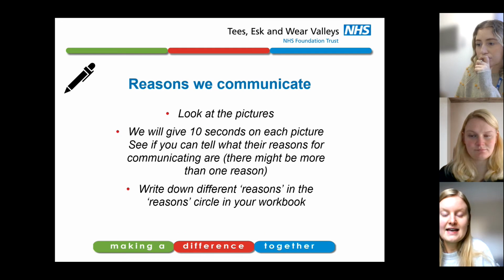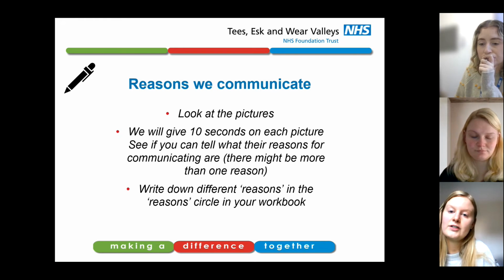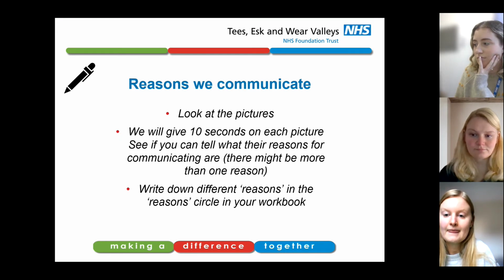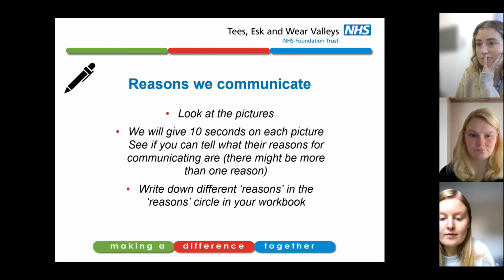So if we think about the reasons that we communicate, we're going to show you some pictures now, and we want you to try and identify what the reason is for communicating in each picture. So look at the next page of your workbook and write your thoughts down here. And then we will come back.